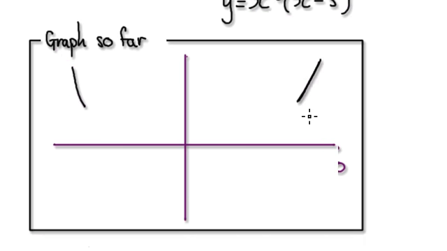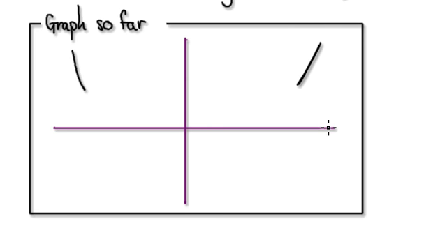So this is our graph so far. As x tends towards infinity, our combination of the two here will head towards positive infinity. Now, as x tends towards negative infinity, the combination of the two will also head towards positive infinity. Okay, so that's our graph so far. I will continue in the next video.